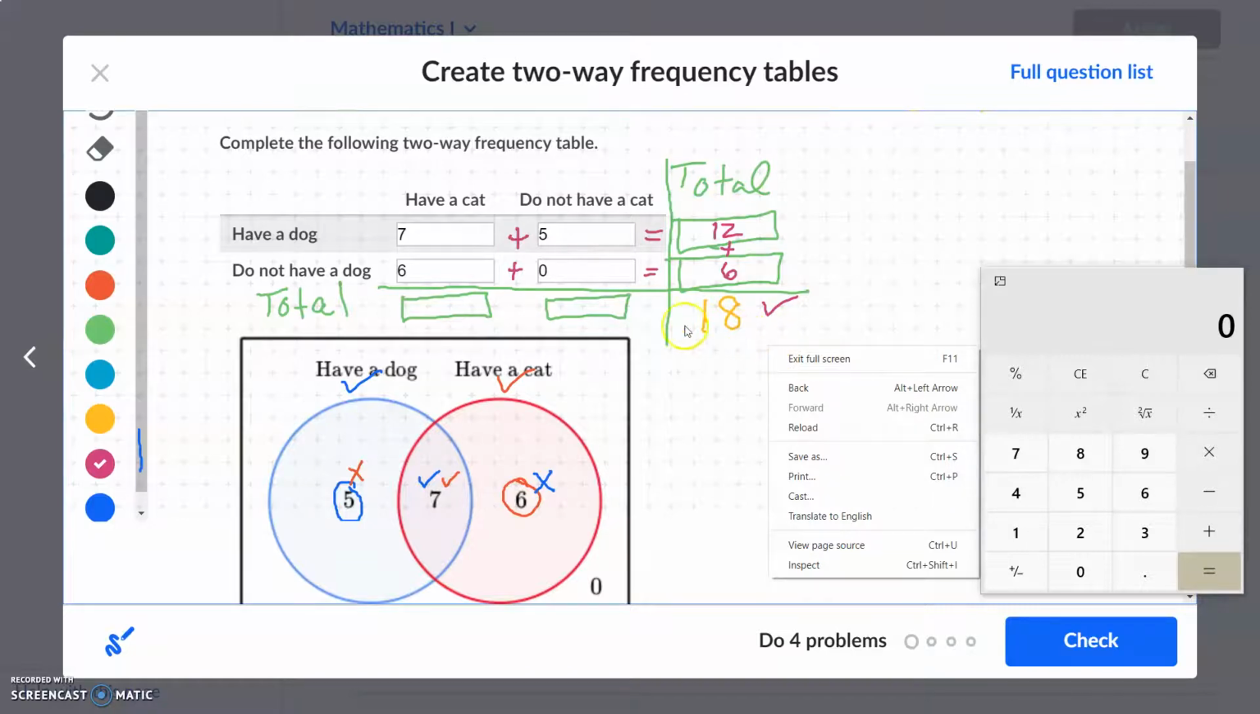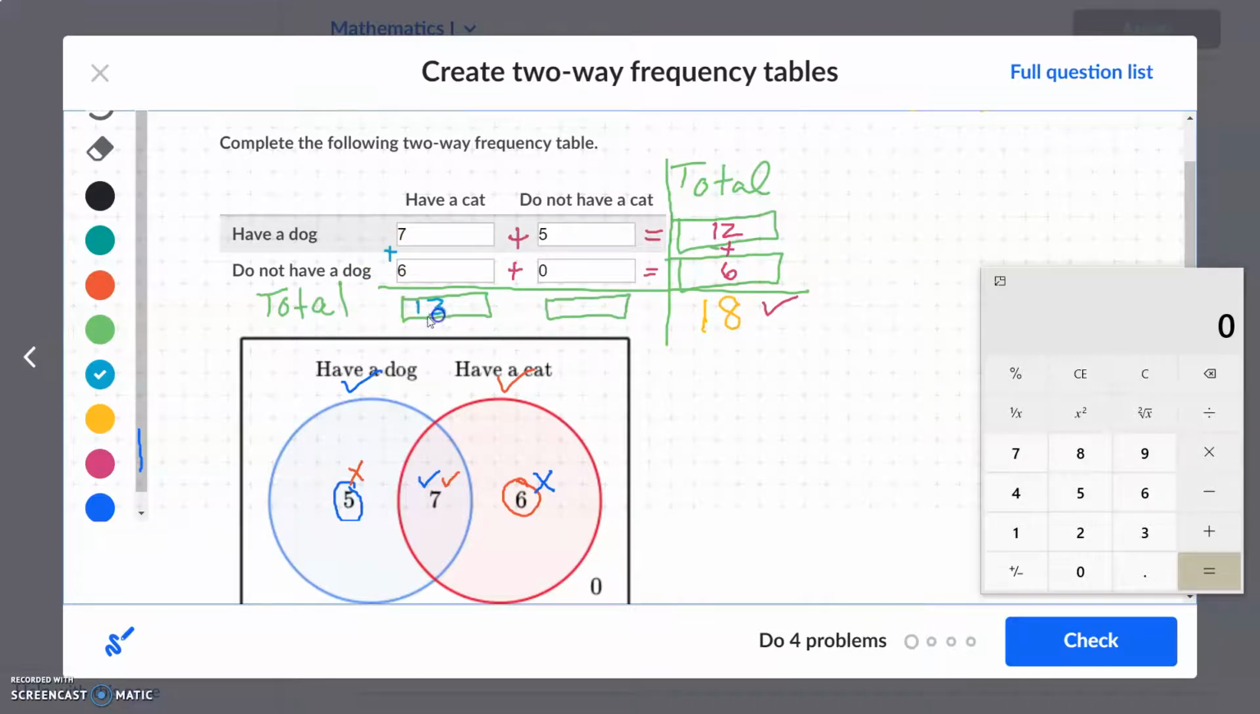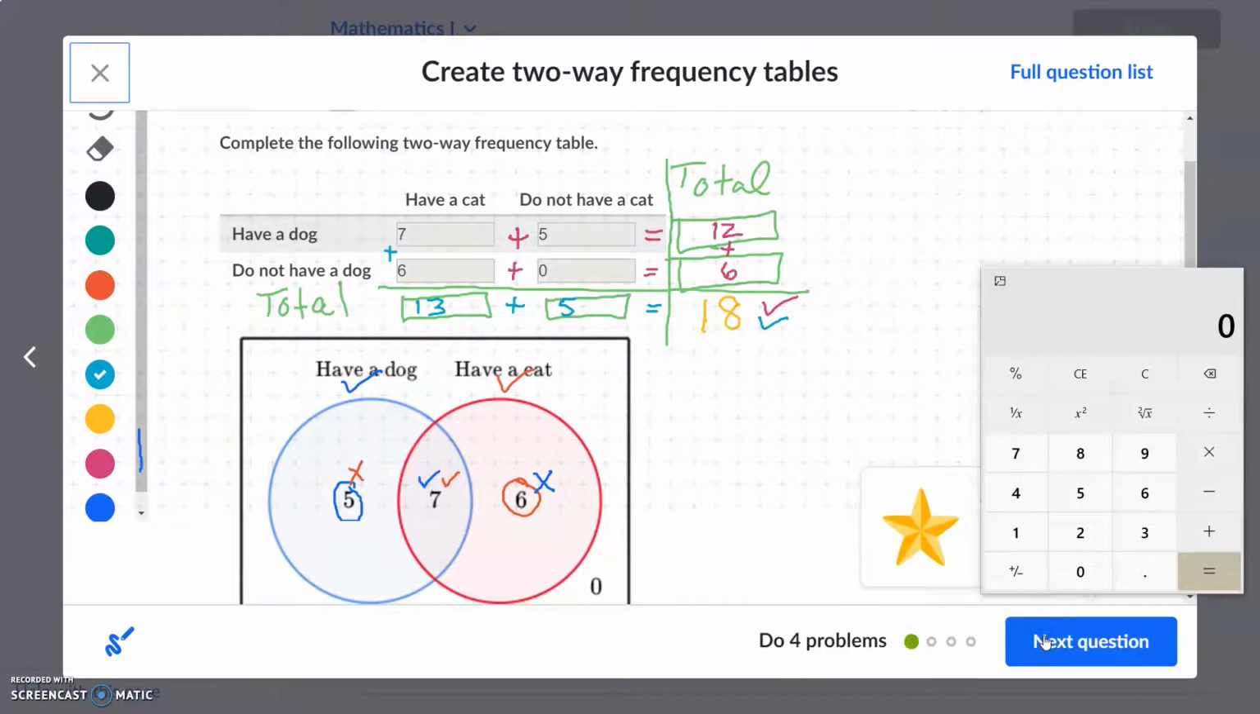So we're probably okay. Now let's check the column totals. What's 7 plus 6? That's 13. And 5 plus 0 is 5. And what's 13 plus 5? Is that 18? Again, we got yes. So we're probably okay with our numbers. Let's check them. Looks good.